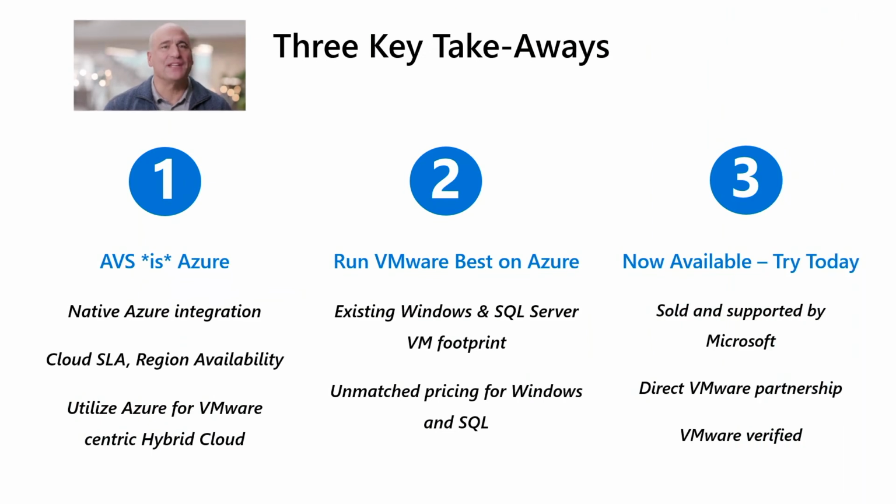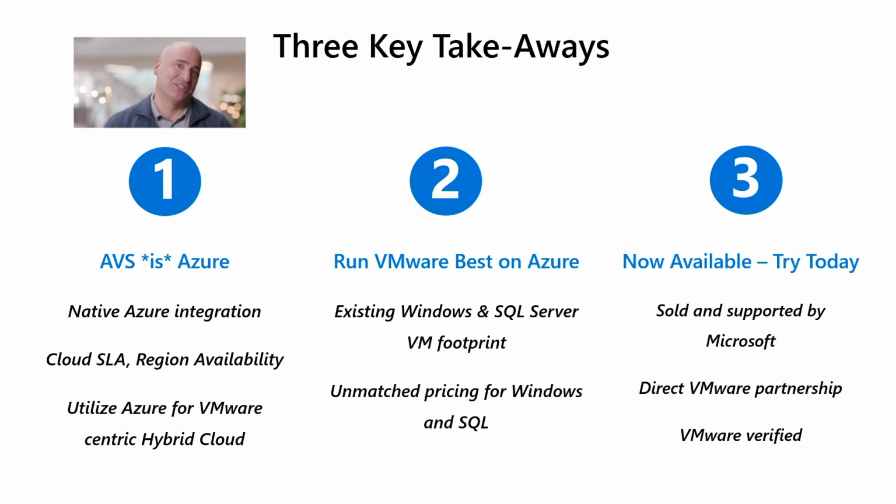So I really want to leave you with 3 key takeaways. The first is that AVS is Azure. It's a first-party service sold and supported by Microsoft in partnership with VMware. We've done a tremendous amount of work to make it as integrated with Azure as possible and allow you to take advantage of all the great Azure capabilities for your VMware workloads that you bring to AVS. It's available in 10 regions today, and that list is growing rapidly. It really is the best place for you to be able to rapidly bring your VMware estate to the cloud.